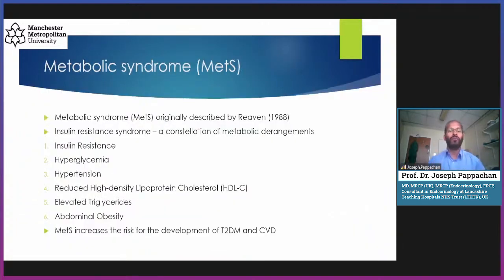So definition-wise, metabolic syndrome is an insulin-resistant state that we all know. Insulin resistance, hyperglycemia, elevated blood pressure, abnormal lipids, and abdominal obesity are the constellation of symptoms and features of metabolic syndrome. This increases the risk of cardiovascular disease and type 2 diabetes, especially with the obesity pandemic across the globe.